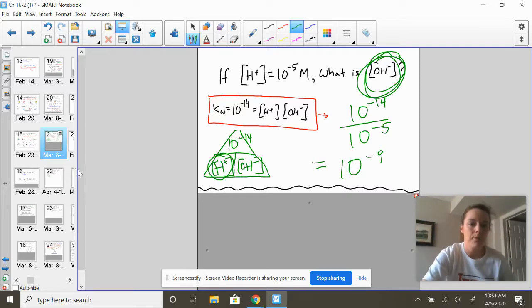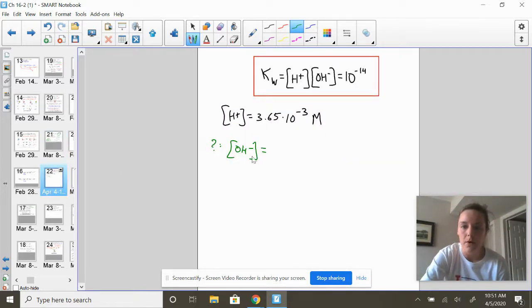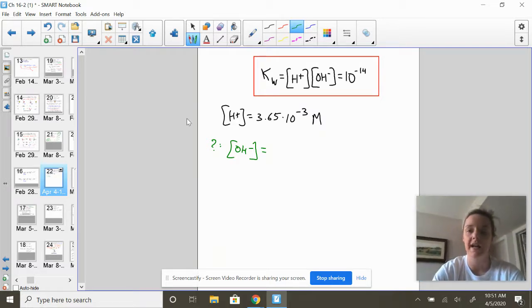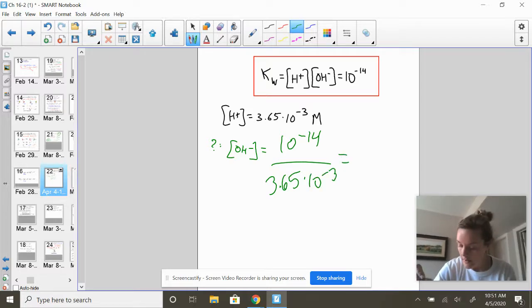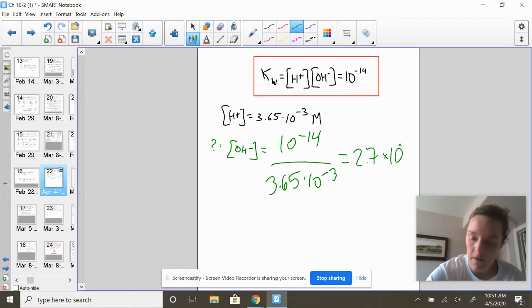Okay. Let's do one more example. If I have the concentration of hydrogen ions equal to 3.65 times 10 to the negative third moles per liter in some solution, what is the concentration of my hydroxide ions? Again, I'm just going to do 10 to the negative 14th over 3.65 times 10 to the negative third. And that's going to equal, if we do it on our calculators, 2.7 times 10 to the negative 12.